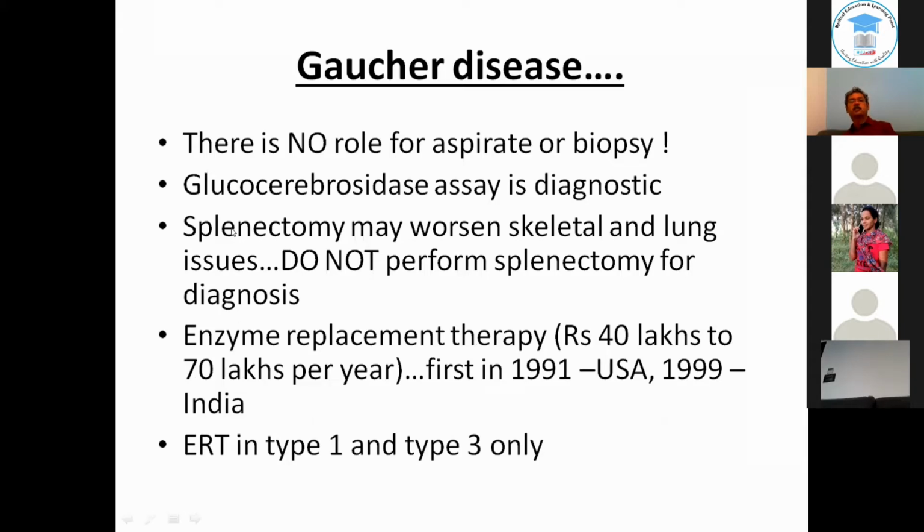The other thing is splenectomy may worsen, in fact, will worsen skeletal and lung issues. And so the Gaucher task force recommends that you do not perform a splenectomy in a patient for a diagnosis. If there is the slightest possibility that this patient might have Gaucher's disease, go ahead and do a biochemical analysis. Do not perform a splenectomy. You will be killing this person. We now have enzyme replacement therapy in India, which is not cheap. It costs from 40 lakhs to 70 lakhs per year. It was first done in India in 1999.